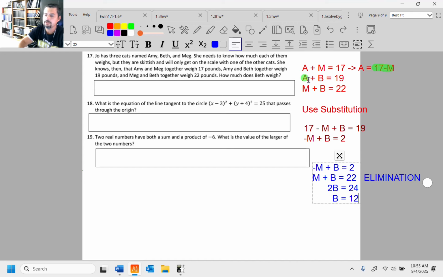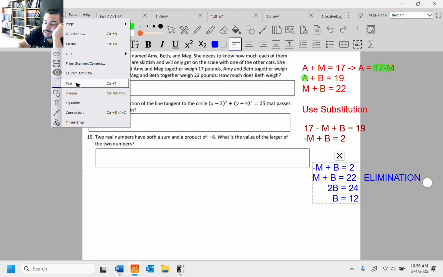She's actually a pretty big girl. She is. I mean, look at it. So Beth is 22. That means Meg was 10, which means Amy was 7. Amy's a little bitty one. All right, 18 is going to take some drawing. Good test takers draw. Picture's worth 1,000 words.